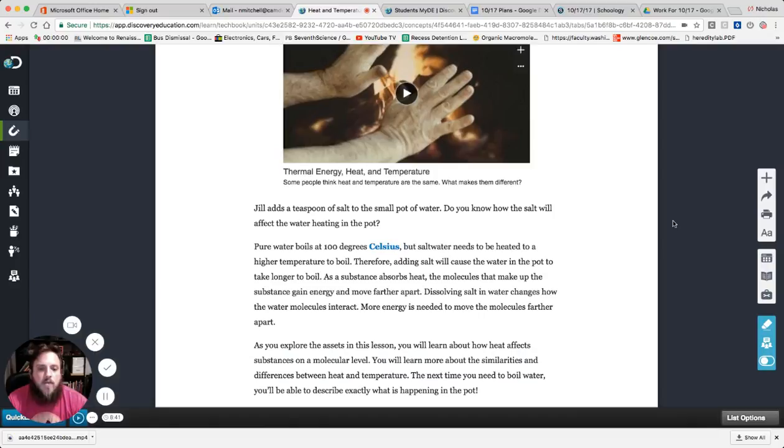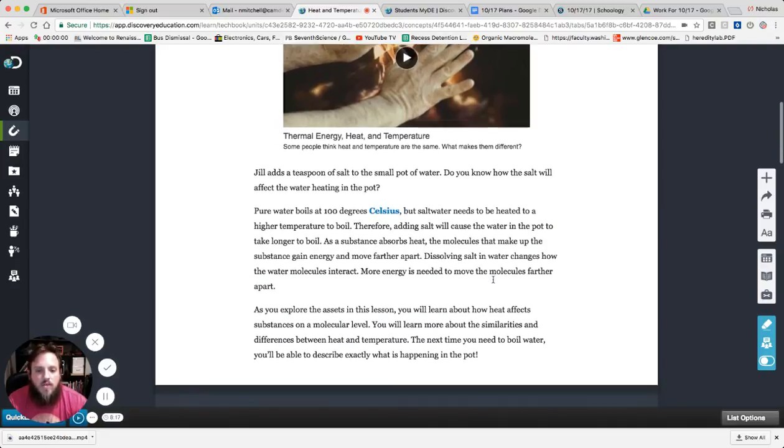As any substance absorbs heat, the molecules that make up the substance gain energy and move further apart. So solids will start to melt. Liquids will start to evaporate. Dissolving salt in the water changes how the water molecules will actually interact with each other. More energy will then be needed to move the substance further apart.